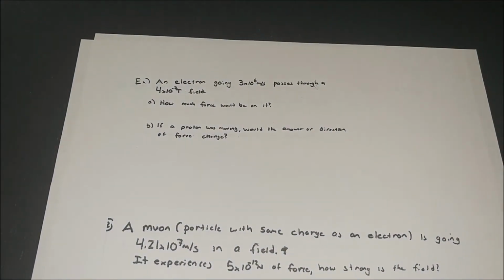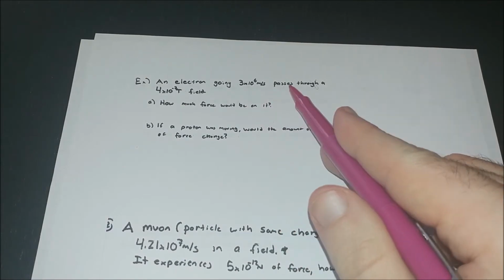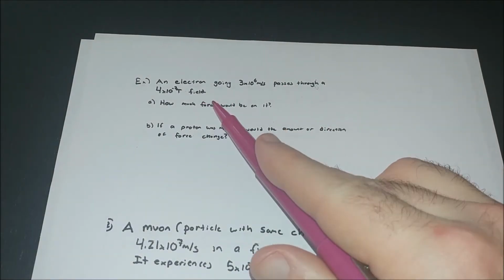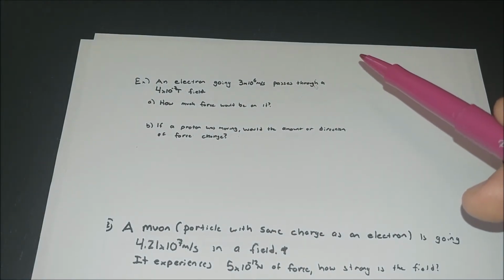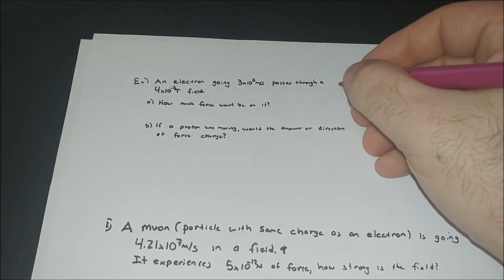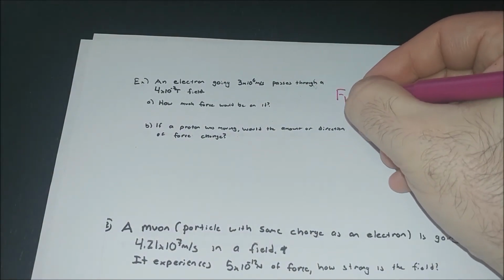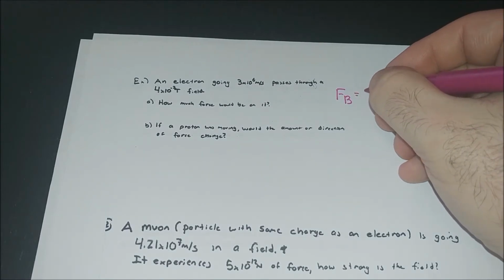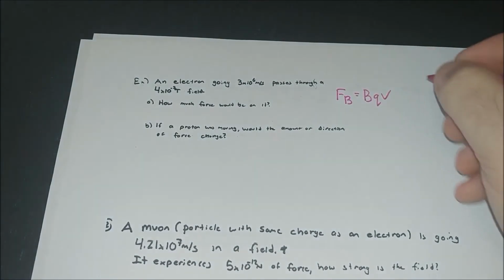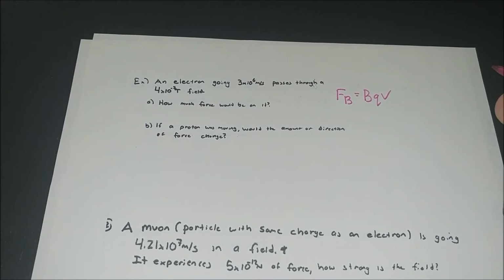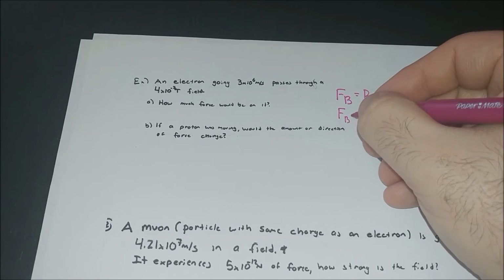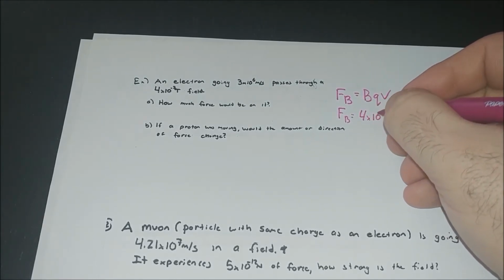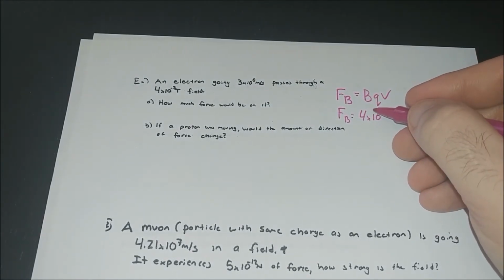An electron going that speed, 3 times 10 to the 6, passes through a 10 to the minus second Tesla field. Now, in order to get stuff out of this, what we're going to do is calculate the force. Since this is a charge, I'm going to use the charge equation. The field is that much.